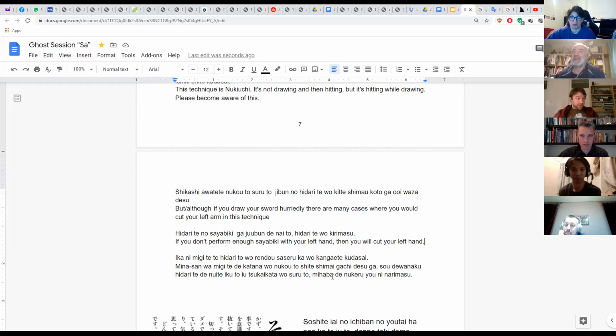Okay. Ashi, this means leg. You never know in the book whether it means the foot or the leg. They just use the word ashi. You have to know from context. Yeah.